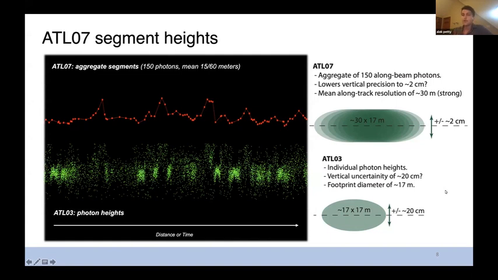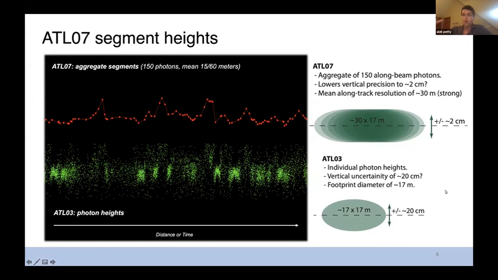For the actual resolution, we need to combine that segment length with the footprint resolution. So the ATL3 footprint resolution is shown on the bottom right there. So 17 by 17 meters, maybe. That number keeps changing. Maybe it's 15 or 14. I'm sure Ben can correct me after this.